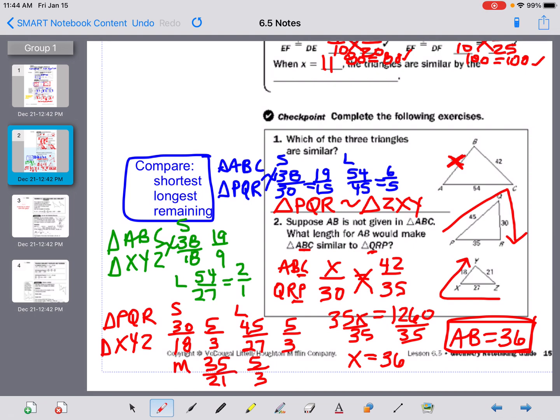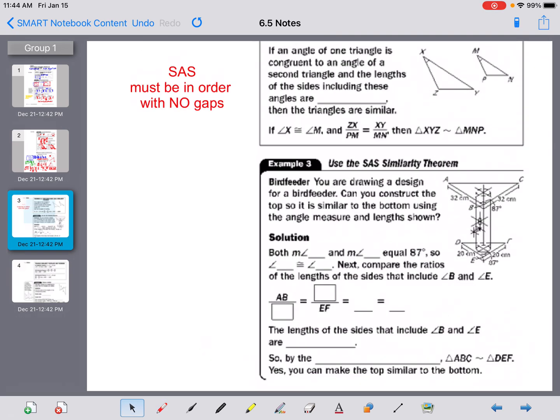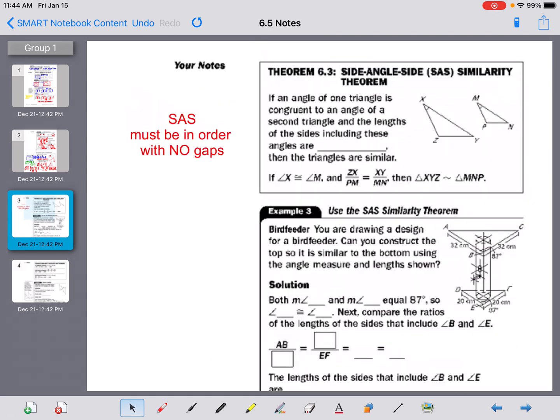All right, moving on to page 3. This is our second theorem for the chapter, or for this section, I should say. We had one earlier this chapter. This is the side angle side similarity. It says if an angle of one triangle is congruent to an angle of a second, and then the lengths of the sides, including those angles, are proportional again. We can't go congruent. These are always proportional. Then the 2 triangles will be similar.